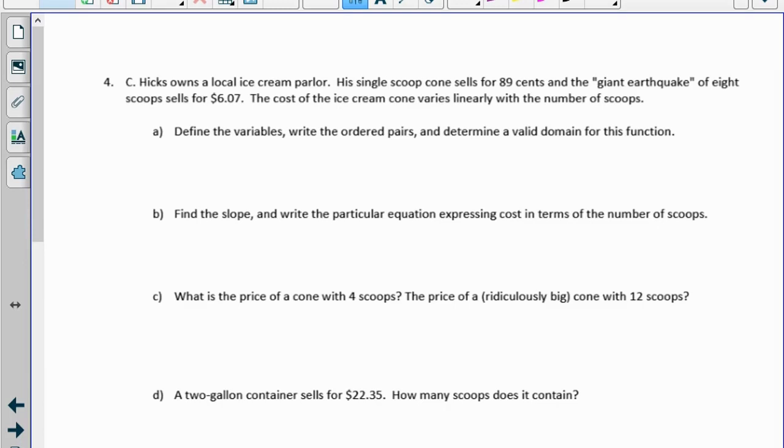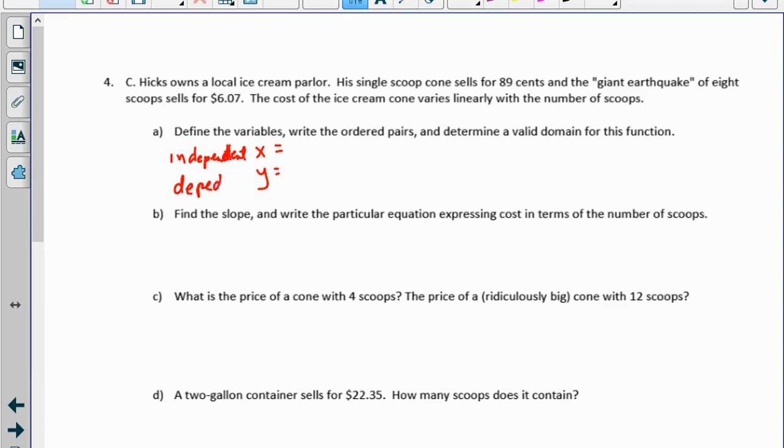So I'm going to make the variables x and y, but sometimes you may want to make them different letters. For example, S for scoops and C for cost might be another way to do that. So I have to determine which variable is going to be the independent variable, which I will make x. Independent means it is the thing we can choose. Independent has a D in it, Mr. Mead. So I can do that.